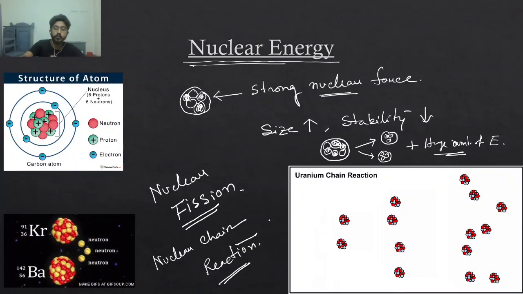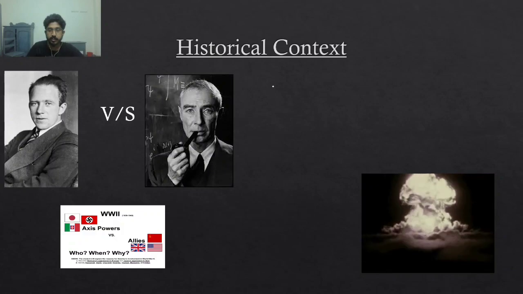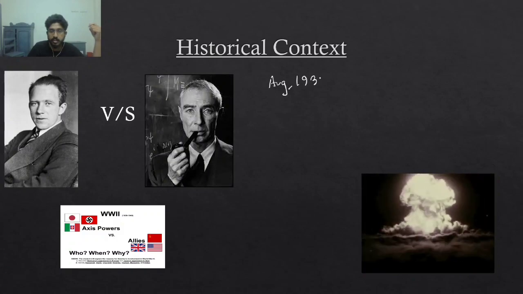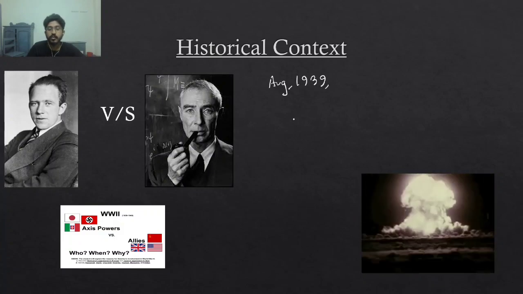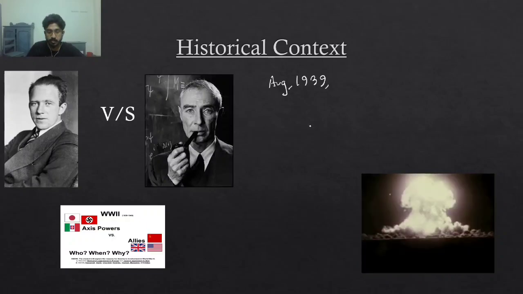So let's move forward. Okay, historical context. Here the picture on the left is of Werner Heisenberg, and on the right is Robert Oppenheimer. So in August 1939, the Nazis started making atom bombs, and Werner Heisenberg was one of the pioneers in the nuclear program of Germany. Seeing this as a threat, Albert Einstein wrote a letter to the then President of USA, Roosevelt, regarding the danger that the Germans are trying to make an atom bomb.